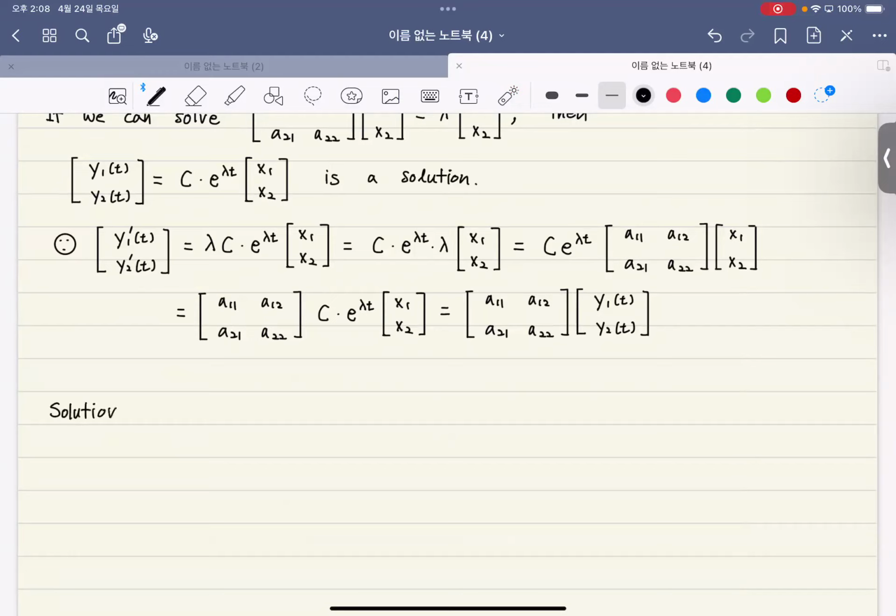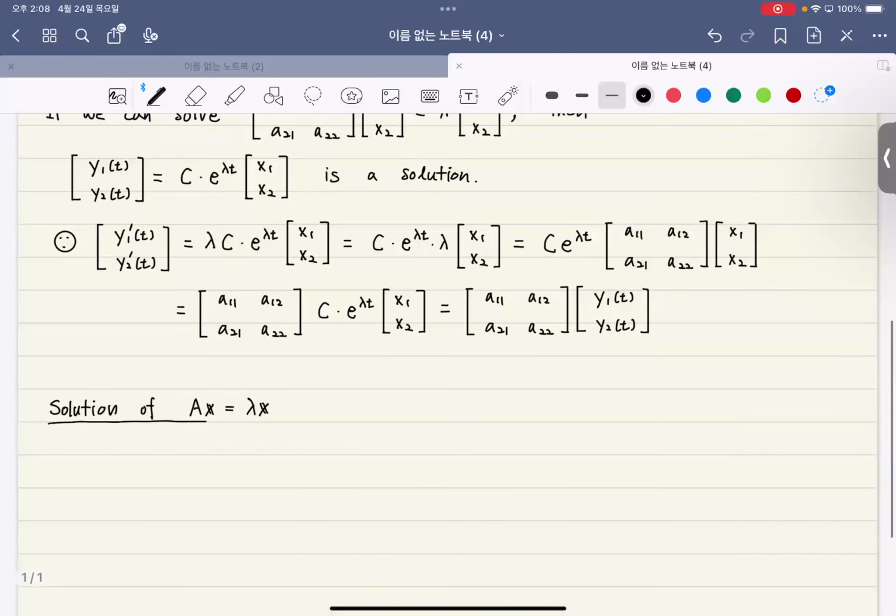So a solution of Ax = lambda times x, where we are assuming that A is an n by n matrix. Since this is our definition of eigenvalues and eigenvectors, this would be a very nice starting point of our computation.